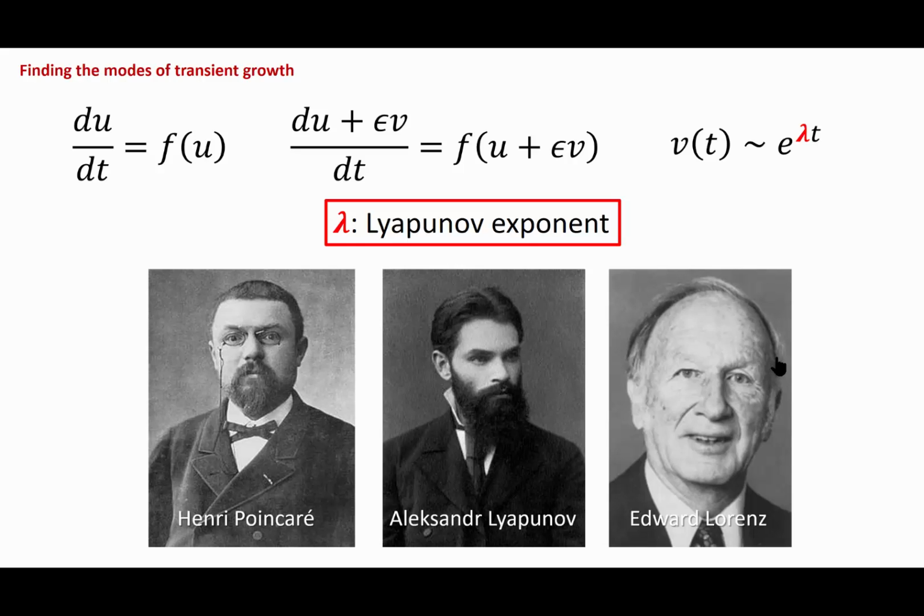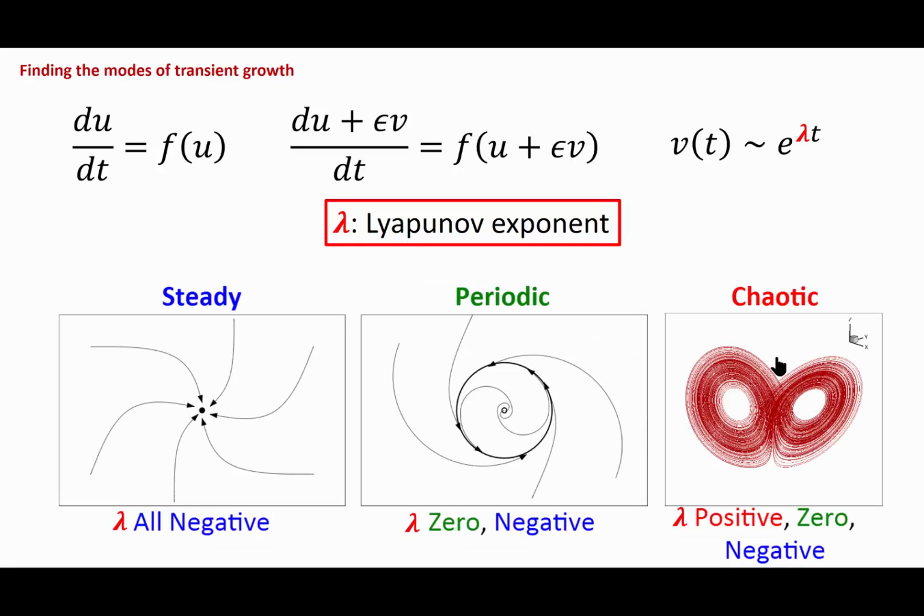Now, depending on what the spectrum is, a system can be classified as steady, periodic, or chaotic. For a steady system, all the lambdas are negative, which means any perturbations you make to the system decay to zero. For periodic systems, there is exactly one zero lambda. The zero lambda corresponds to the perturbation along the direction of evolution.